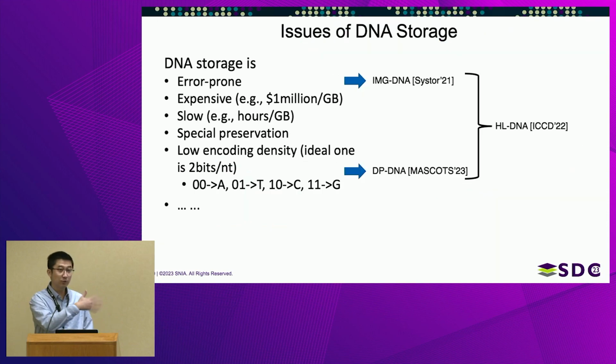Okay, so due to these two issues of DNA storage, in this talk I would like to cover three papers we have conducted before. One is about ImageDNA, which increases the robustness of DNA storage, and DPDNA, which is trying to increase the encoding density of DNA storage to increase the practical tube capacity. And the last one, HLDNA, considers both increased robustness and encoding density of DNA storage.